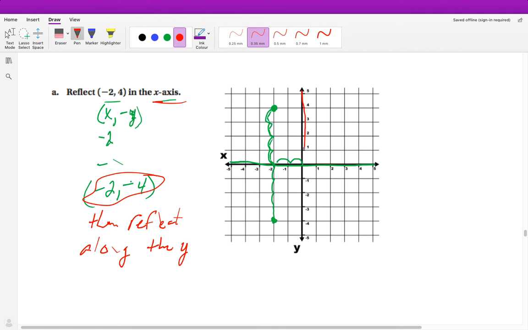So here's our y-axis. So now we wanted to make sure, remember, when we're doing our y, our x value is what we take the opposite of, and our y value remains the same. So in this case, we would take the opposite of -2, we know is +2, and our y value remains the same, so it is -4. So then from here, it's 2 units away from our y-axis, so it needs to be 2 units away from our y-axis in the other direction as well.